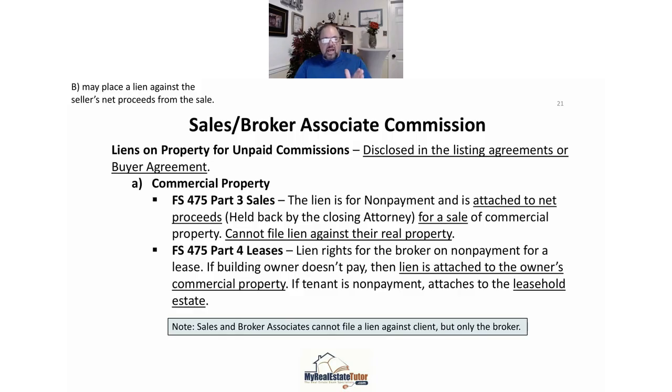Look, under bullet 1 and bullet 2, let's start with bullet 1. Under the Florida 475 statutes, Part 1 is licensing law. That's us. Part 2 is the appraisers. Part 3 is sales for commercial. Okay, we're talking about non-residential commercial sales. What happens if a commission is not paid? And then Part 4 is commercial lease. What rights does the broker have if the commission is not paid on the lease?